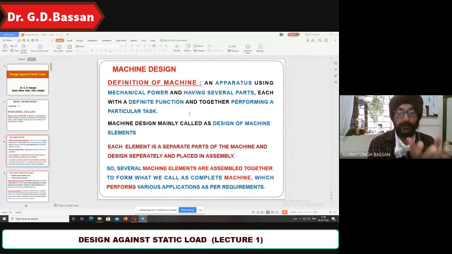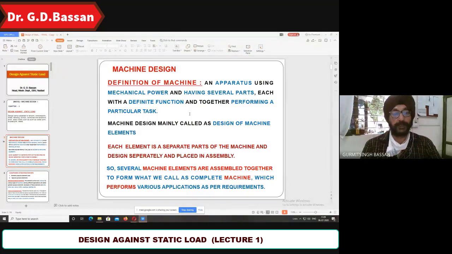Okay, suppose we have to manufacture or design a scooter. We cannot design a scooter as a whole. We have to design the various parts which are used in a scooter. After designing these various parts, we assemble them to perform a particular task. That is called a machine. So machine design is mainly the design of machine elements. Whatever books you refer to, they are also called design of machine elements.